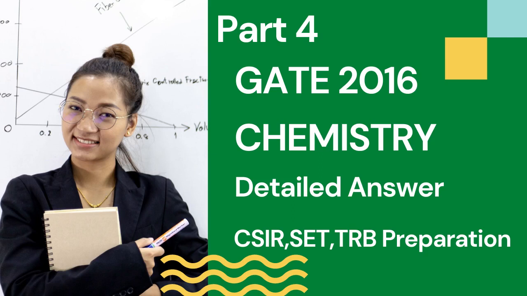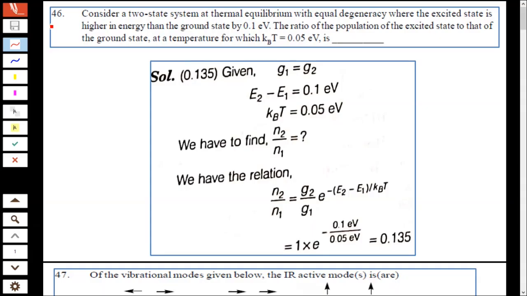Year 2016, Part 4, question number 46. Consider the two-state system that is in thermal equilibrium with equal degeneracy, where the excited state is higher in energy level than the ground state by 0.1 electron volt. That is, the energy difference is given. You have to calculate the ratio of population. Temperature and Boltzmann constant were given. It is 0.05 electron volt.